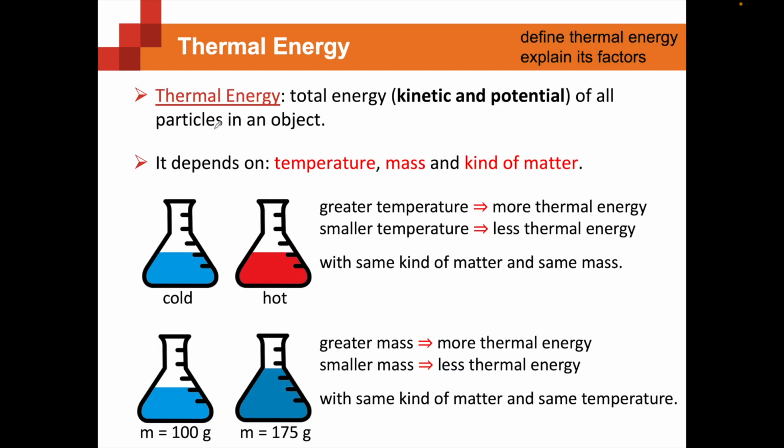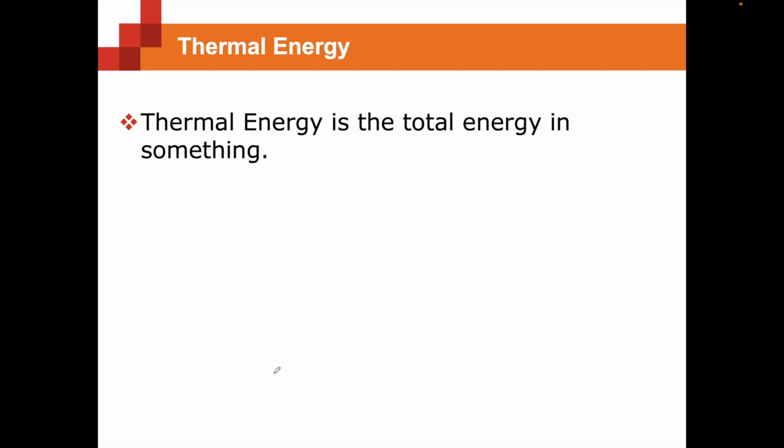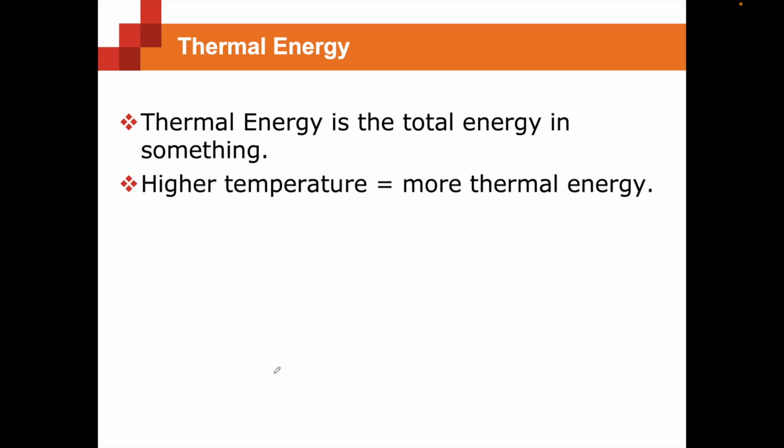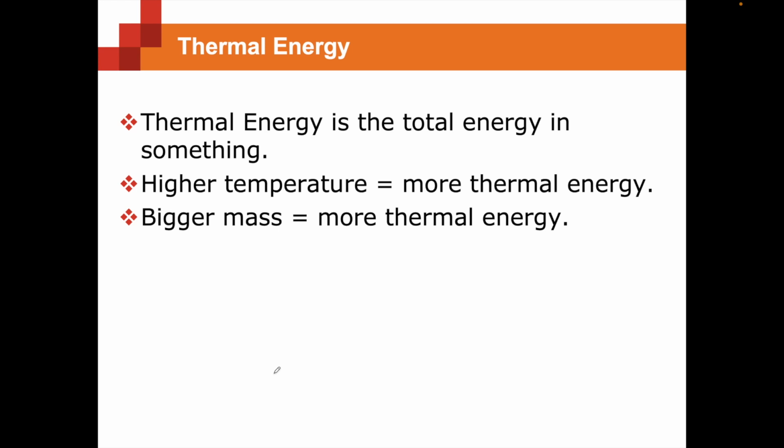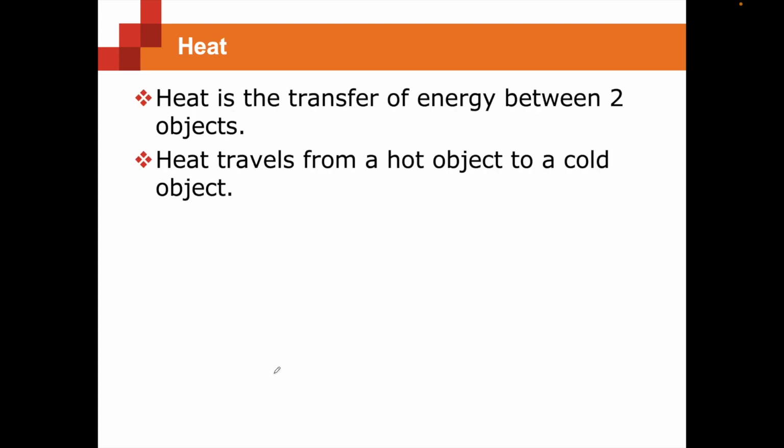Then we're moving over to thermal energy, which is the total energy inside. It's the kinetic and potential energy now. So it depends on the temperature and the mass, and of course the type of matter it is, water, oil, or whatnot. More temperature means more thermal energy, as we already know. More mass means more thermal energy, because there are a lot more particles available, so that means there is more potential energy ready to be used. So we now know thermal energy is the total energy in something. More temperature and bigger mass would also mean more thermal energy.